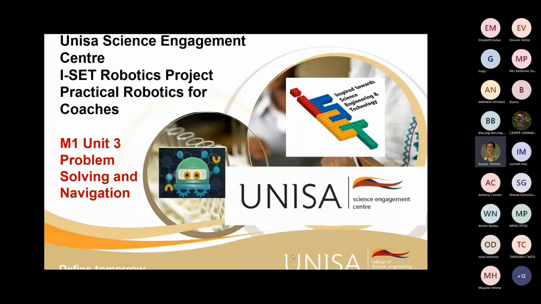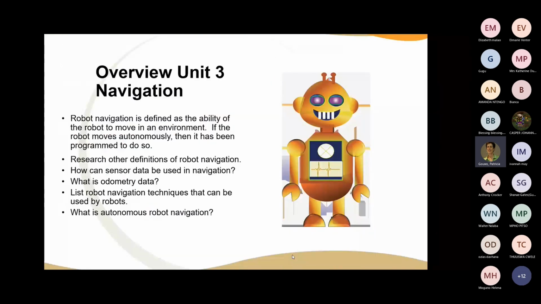Plain robot navigation is defined as the ability of the robot to move in an environment. As a disclaimer, we said yesterday the robots we're doing are just wheeled robots, so they can only go forwards and backwards, left and right, and reverse. The robot needs to move autonomously, so you program it, and then it must be able to move as it's been programmed to do. But there are also other ways of navigating: the navigation of a robot in the water is very different to the navigation of a robot in the air.